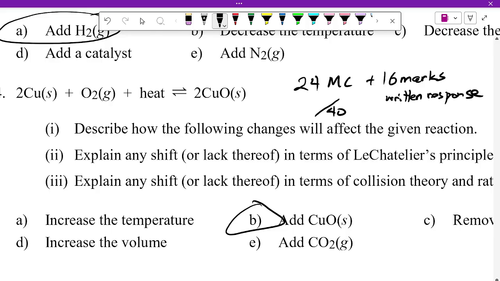How many Le Chatelier's principles do you have to write? I don't know. I mean, manually write down, describe in rates, and describe in Le Chatelier. I don't even know which version I'm giving you. I've got like 10 versions of this test.